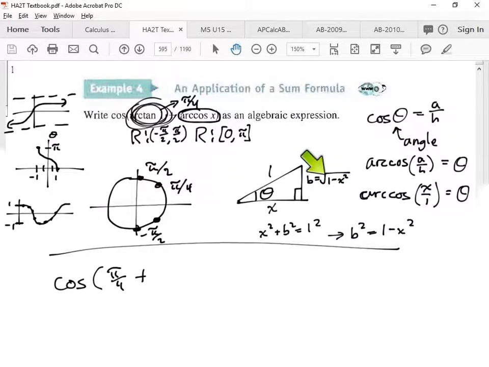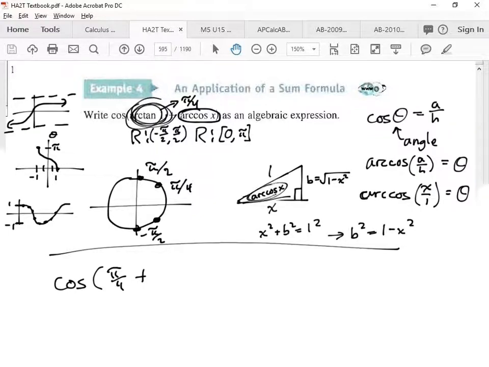So my opposite side is this nasty looking thing. My adjacent side is x. And here's my hypotenuse. Okay, and what's this theta right here? Oh, you know what would have been better for me to do? Instead of writing theta right here, let's write what the angle actually is. The angle is arc cosine of x.